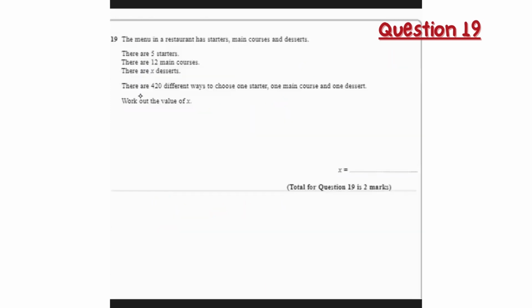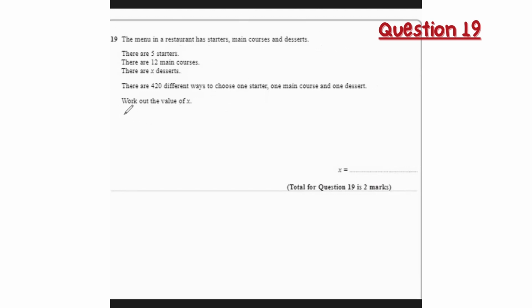That is the answer. In question 19, it says the menu in a restaurant has starters, main courses, and desserts. There are 5 starters, 12 main courses, and x desserts. Therefore, there are 420 different ways to choose one starter, one main course, and one dessert. Work out the value of x.